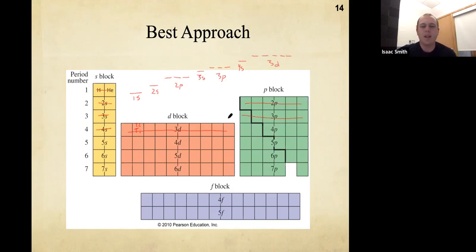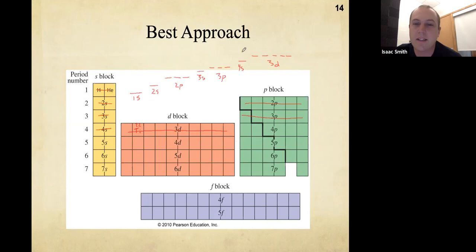If we're doing it for titanium, at this point we can stop drawing because we've already hit titanium. You just keep going until you get to the element you're trying to draw the electron configuration for. Okay. So we have 22 electrons.